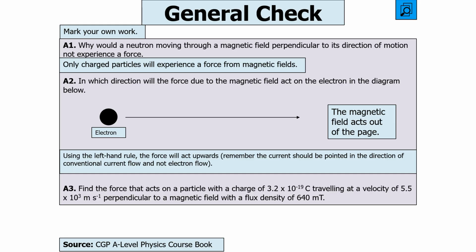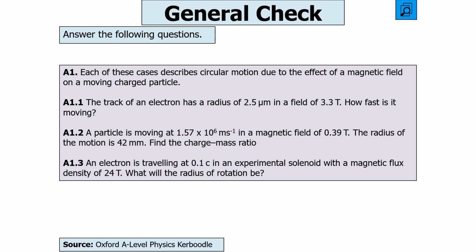Then finally, in the third question, F equals BQV, 640 times 10 to the minus 3, times 3.2 times 10 to the minus 19, times 5.5 times 10 to the 3 is 1.1 times 10 to the minus 15 newtons. The next question says, each of these cases describes circular motion due to the effect of a magnetic field on a moving charged particle. The track of an electron has a radius of 2.5 micrometers in a field of 3.3 teslas. How fast is it moving?